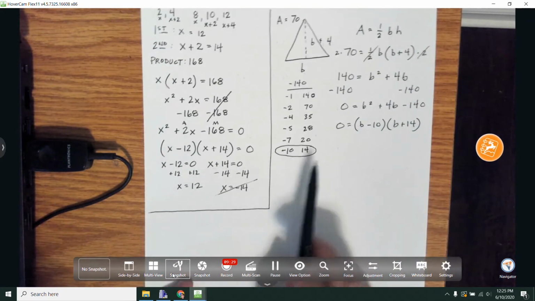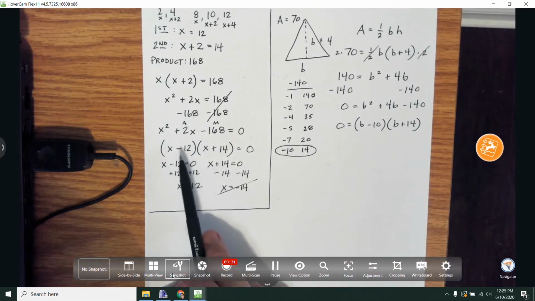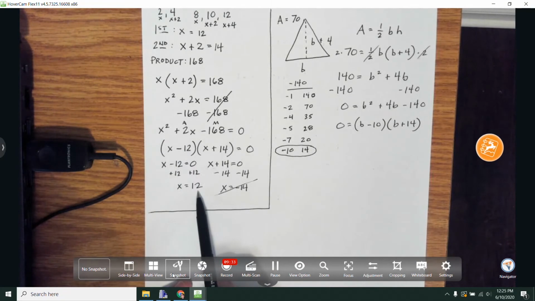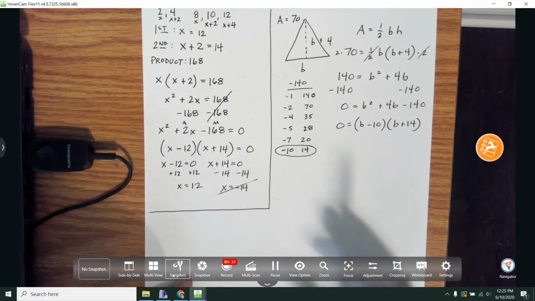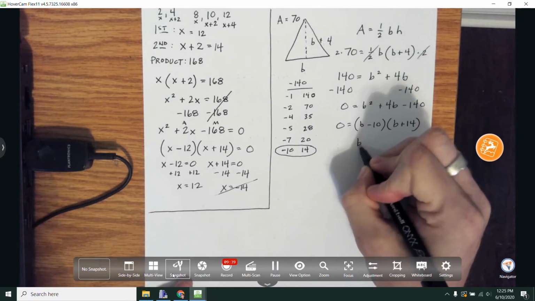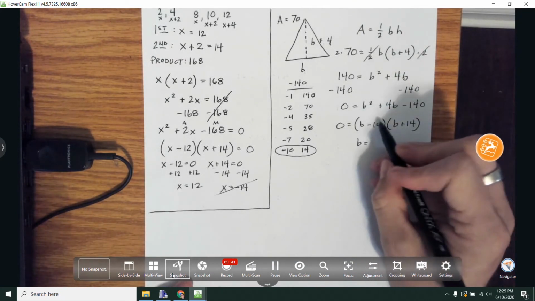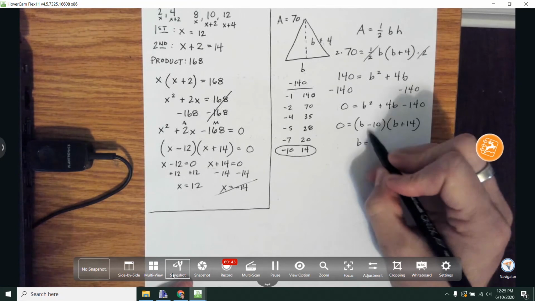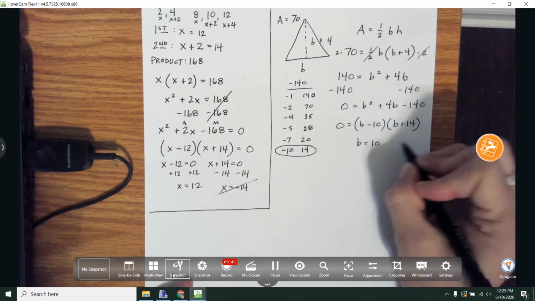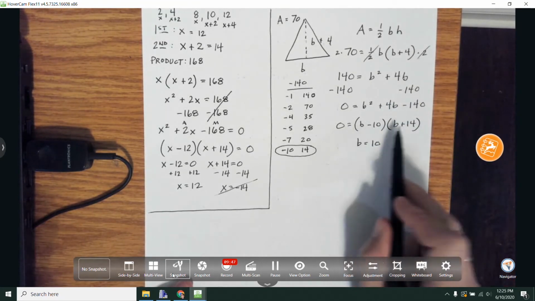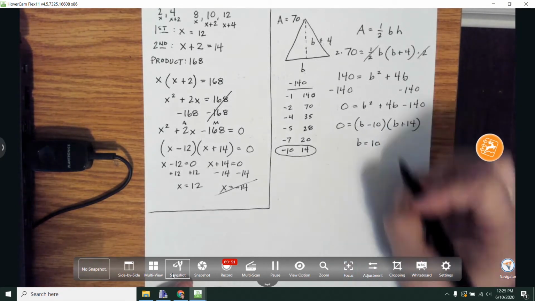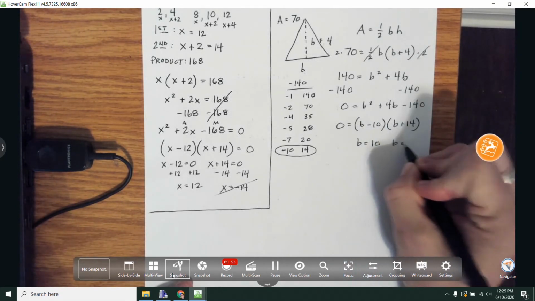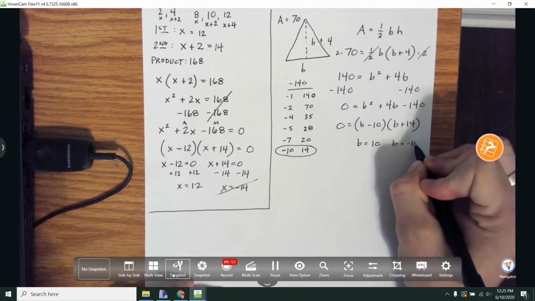And if you noticed on our last one, we had a negative 12 here. We got an answer of 12. We had a positive 14. We got a negative 14. So we kind of see a pattern forming. So that means that our b is just going to be the opposite. Instead of being a negative 10 here, it's going to be a positive 10. You can see 10 minus 10 would equal 0. 0 times anything would give us that 0 there. And b equals negative 14.